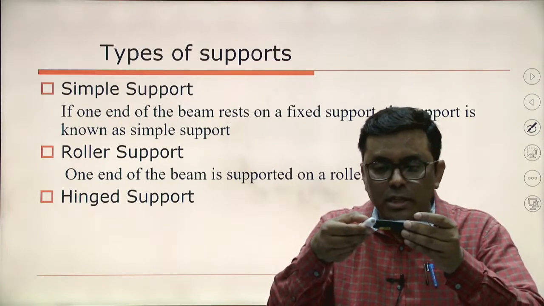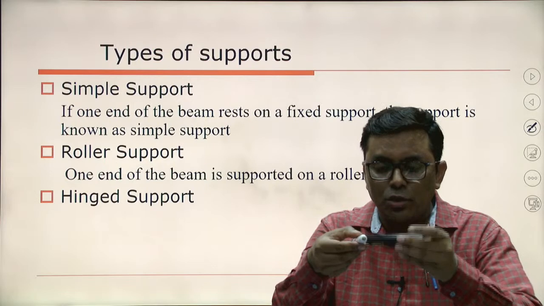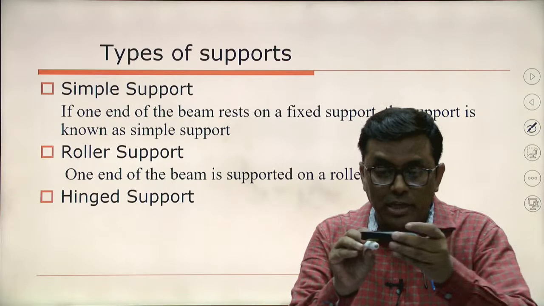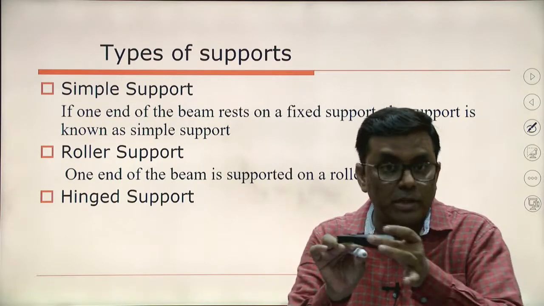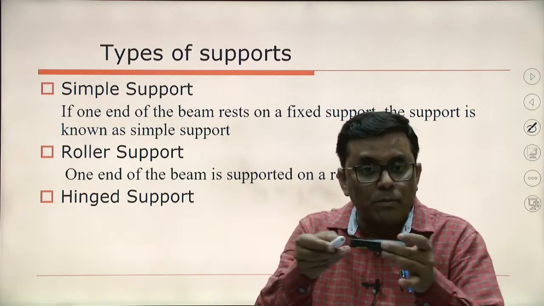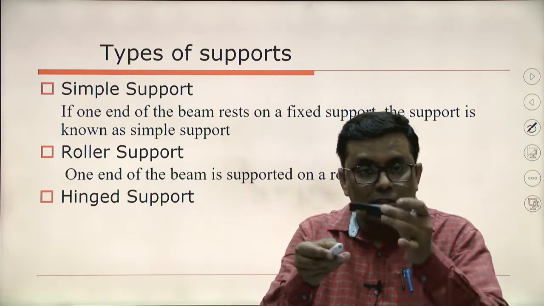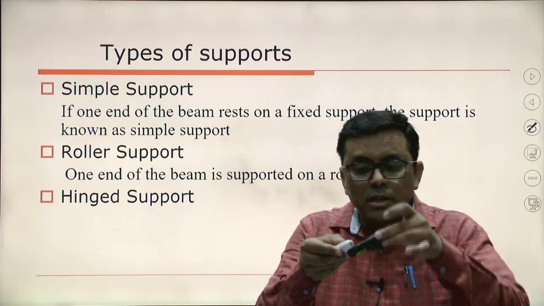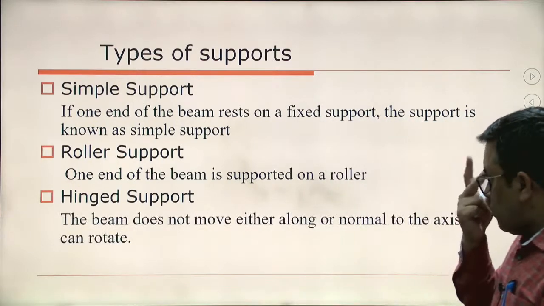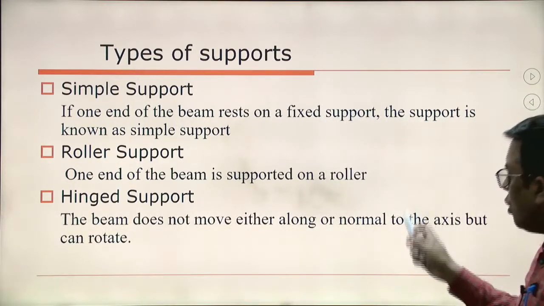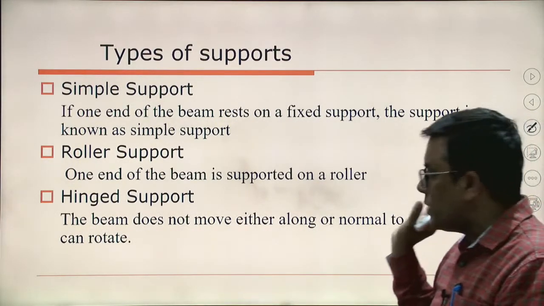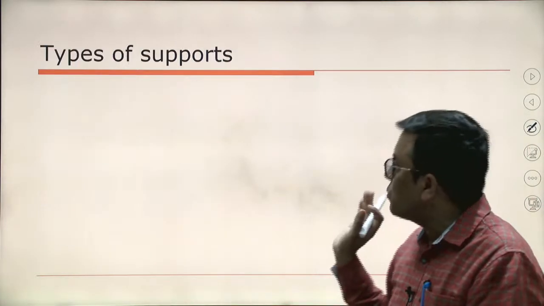Because of the hinge, neither it can move in this direction nor in this direction. Whereas in roller, there is a possibility that the beam can move in this direction. But here, if it is hinged, no possibility of translation in this direction, no possibility of translation in this direction. Only the possibility is the rotation. So this is what the hinged support is. The beam doesn't move either along or normal to the axis, but it can rotate.